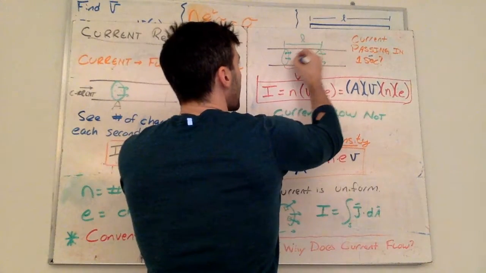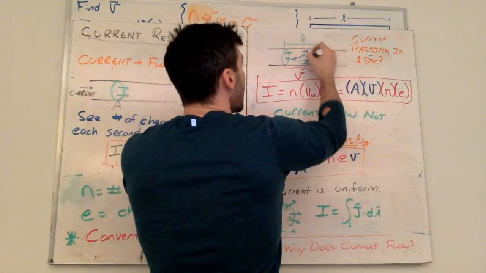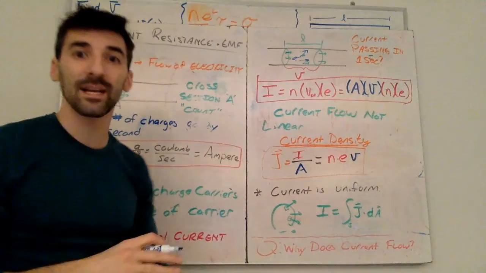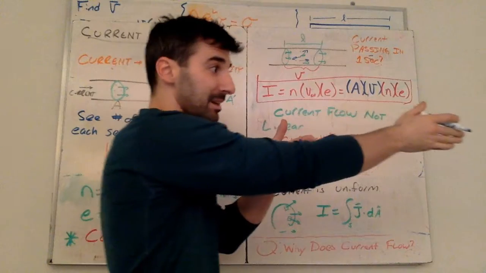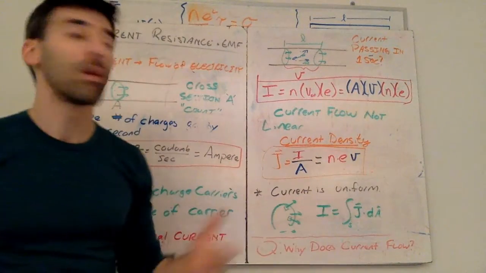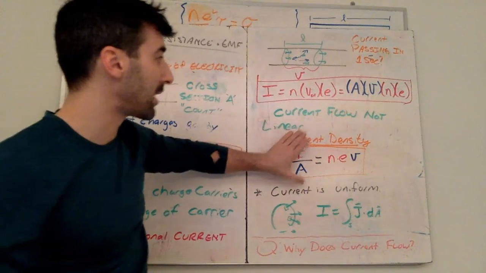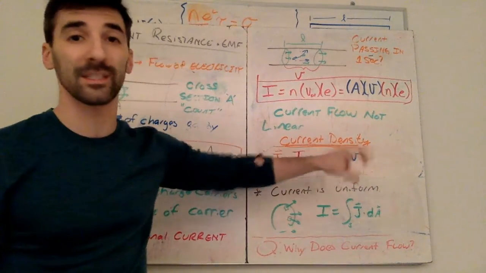These electrons, some go that way, some go that way, and their motion in the wire is actually completely random. So we can't just use this nice linear model that we've used before. What actually turns out to be a little bit of a better model is something that we call current density.